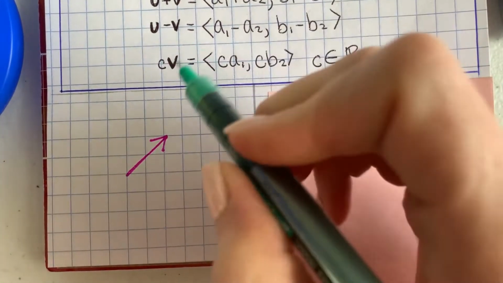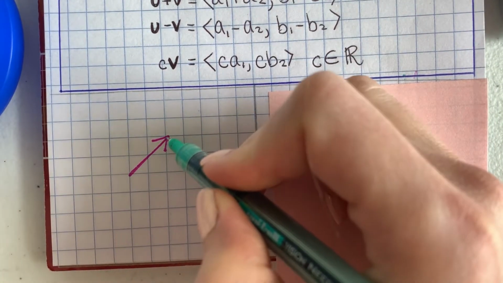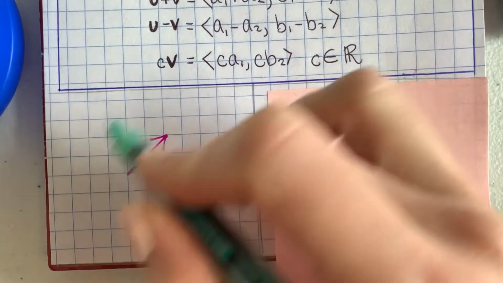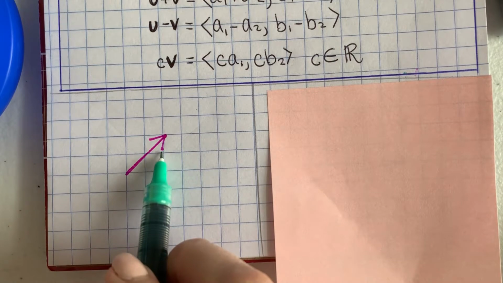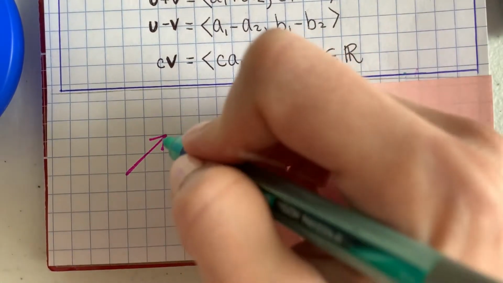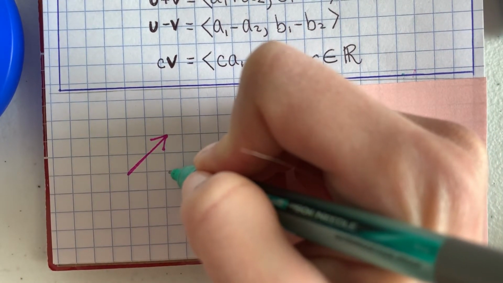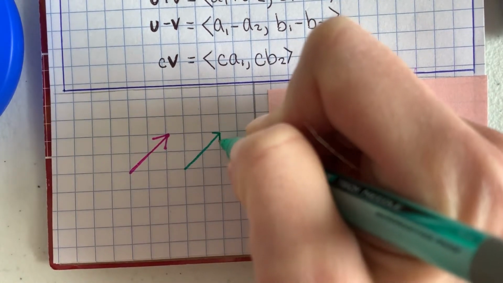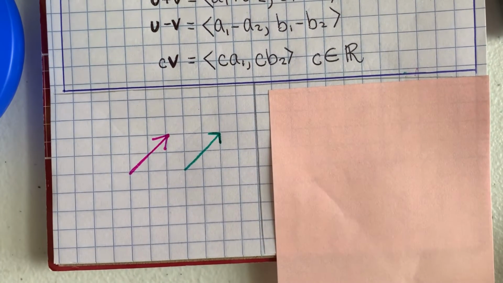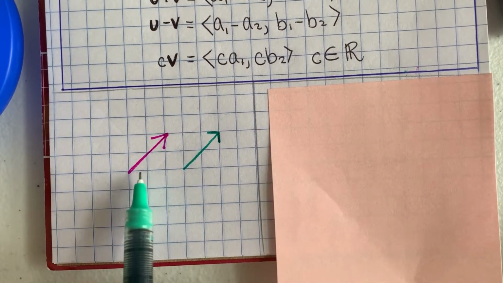It has a length of 2 diagonal boxes. If we're counting on graph paper by ones, that's 1, that's 2, that's 1, that's 2, and if I were to draw another one right there, this is going to be an equal vector.